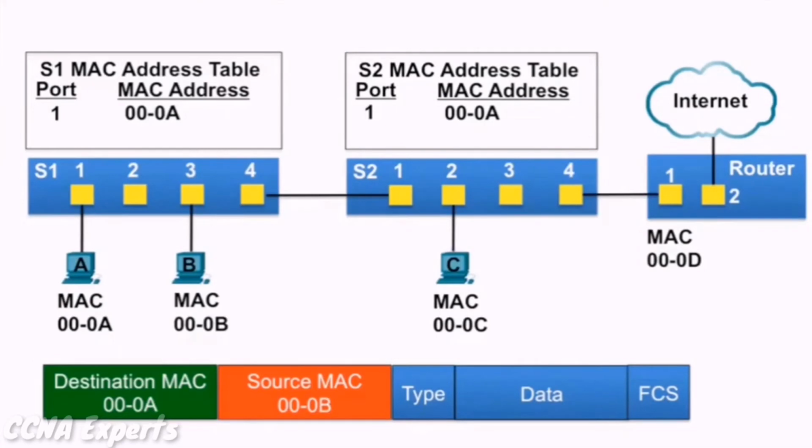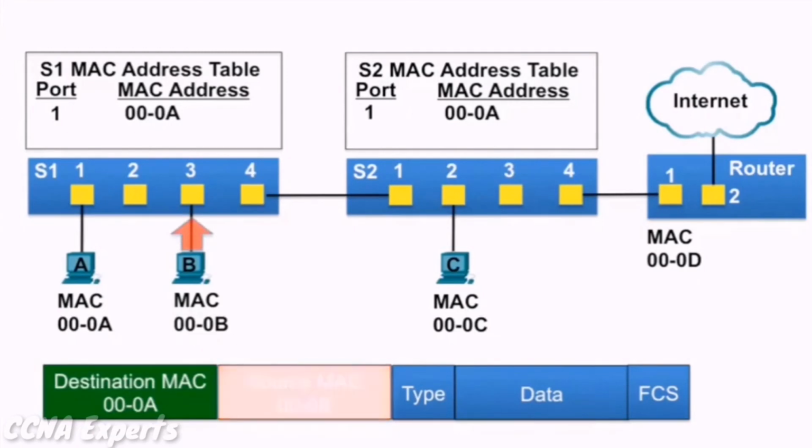Now let's have PCB sending a frame back to PCA. The source MAC address of the frame is 000B and the destination MAC address is 000A. PCB sends it to switch S1.